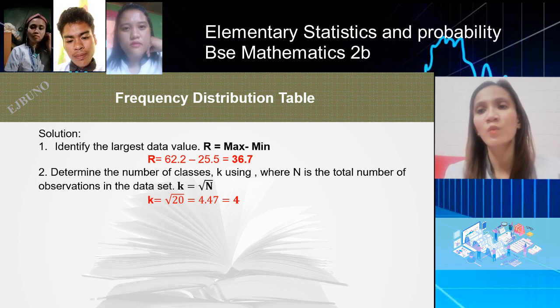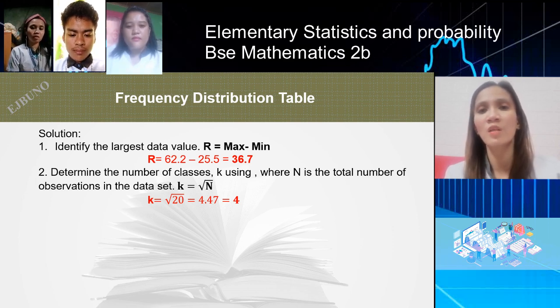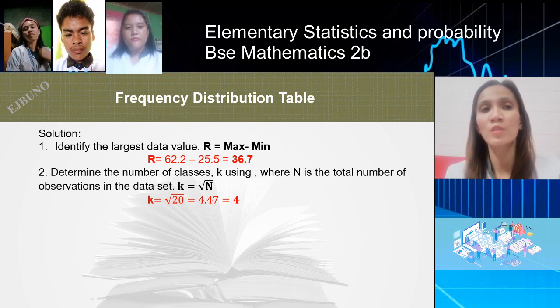Number 2, determine the number of classes, where n is the total number of observations in the dataset. The number of classes is equal to the square root of the total number of observations, where k is equal to the square root of 20, or it is equal to 4.47. So we need to round off to the nearest whole number. The number of classes is equal to 4.